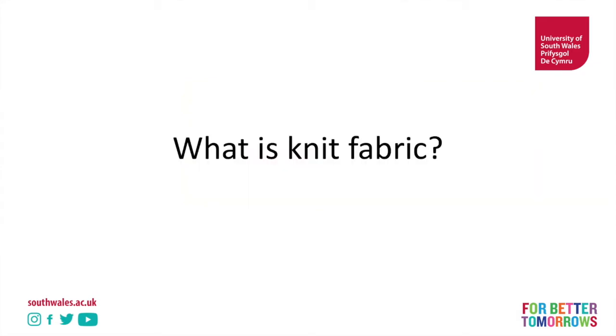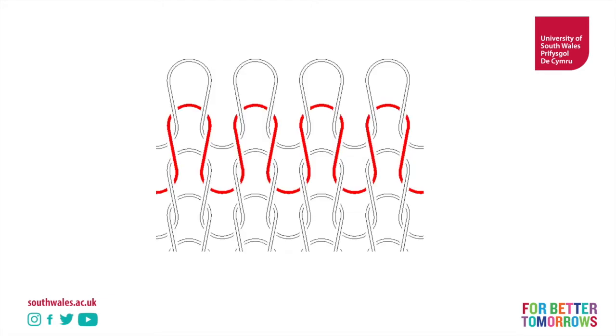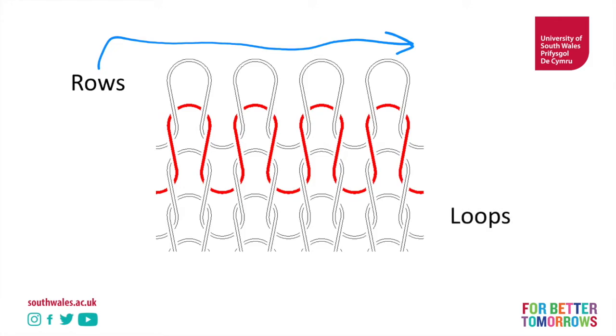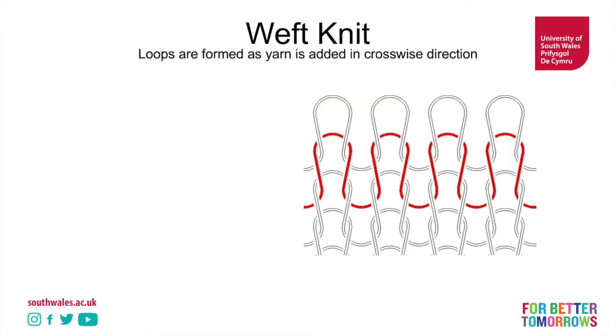What is knit fabric? Okay, here we go. Let's jump into it. This is what a knit fabric looks like. Well, this is a type of knit fabric anyway. You can see that we have rows, and that denotes the width of the fabric, and then we have loops, which denote the length of the fabric. This is a weft knit fabric.